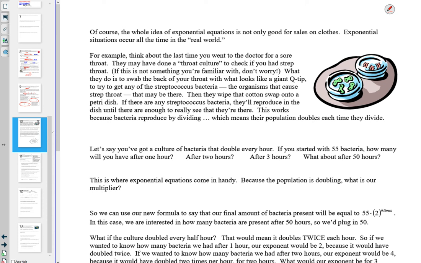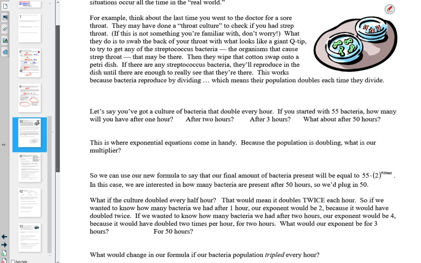What they do is swab with a giant Q-tip to see if there's organisms. If there are any streptococcus bacteria, they'll reproduce in the dish until there are enough to really see that they're there. This works because bacteria reproduce by dividing, which means their population doubles each time they divide. So let's say you've got a culture that doubles every hour.